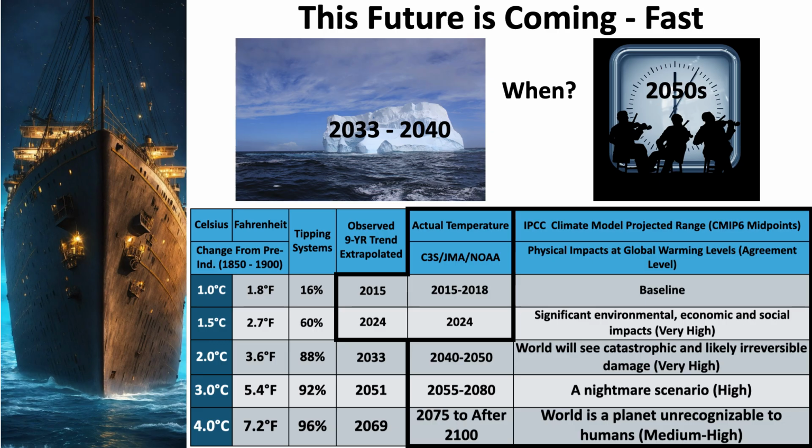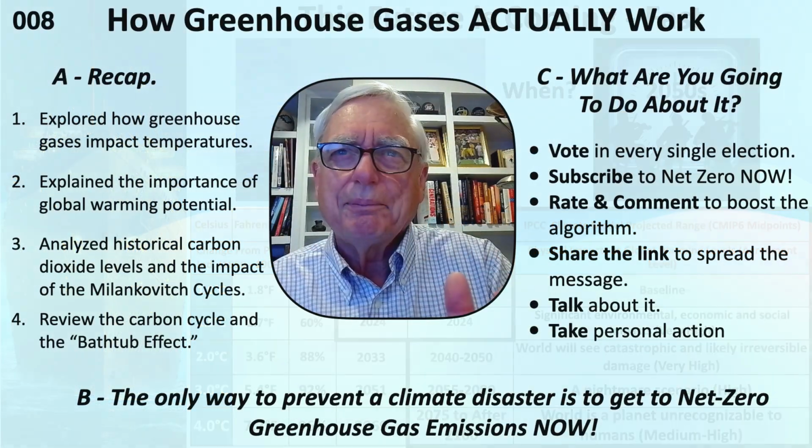When do we get to when the orchestra maybe finishes playing or is pretty far along in their concert? That's at a 3 degrees Celsius increase, and that's what they call the nightmare scenario. And that could be in the 2050s sometimes, as early as that. So let's wrap this up.